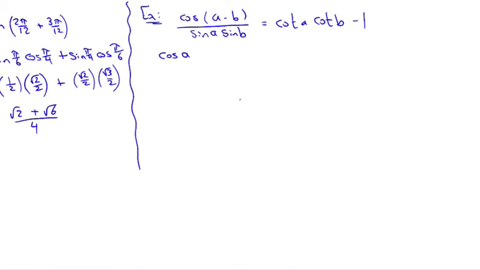So what would be cosine of B? Cosine of B. And the minus becomes positive, plus, and then you get sine of A, sine of B.